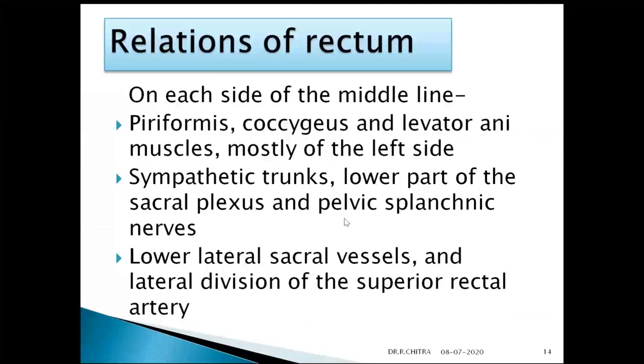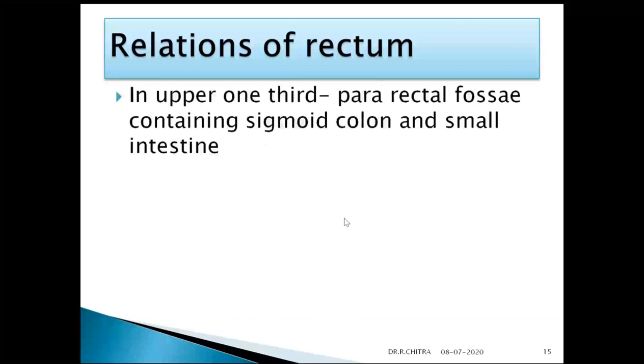How to remember this: the rectum is related to all the structures over the lower three pieces of the sacral vertebrae. They may be the muscles, nerves, arteries. So that's how we have to remember the posterior relations of the rectum.